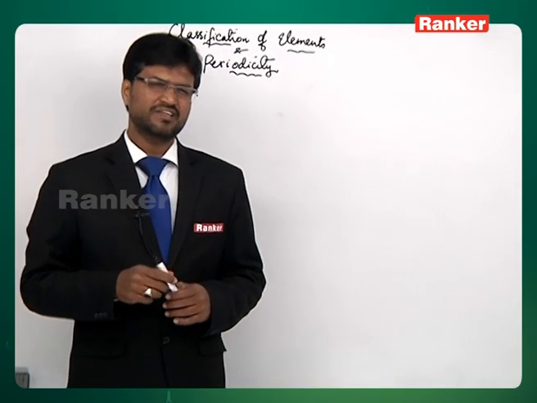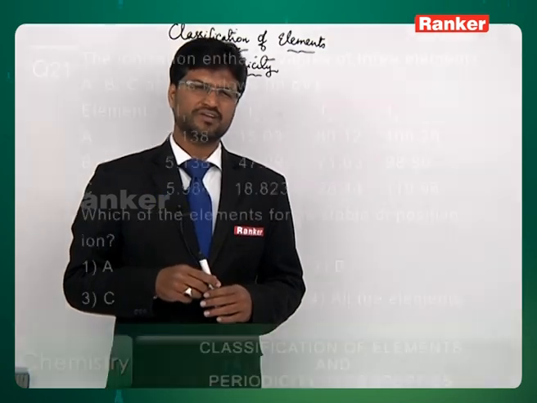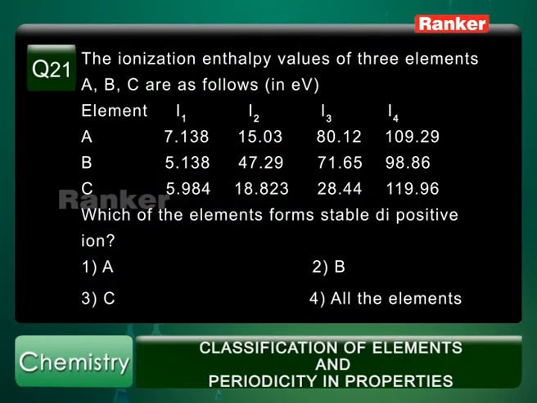Then element C: 5.984 is I1, I2 is 18.823, I3 is 28.844 and I4 is 119.96. Here there is a large difference between I3 and I4. So, this element is supposed to have three valence electrons.